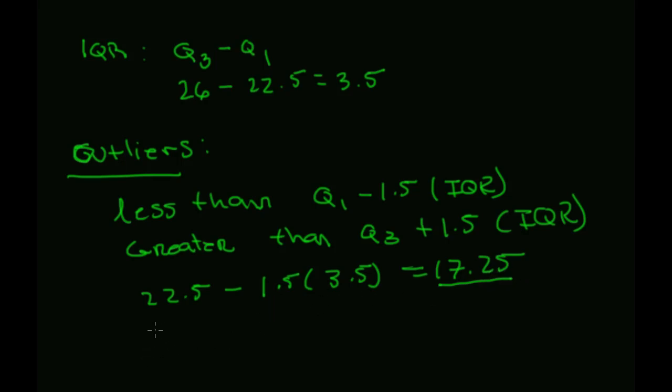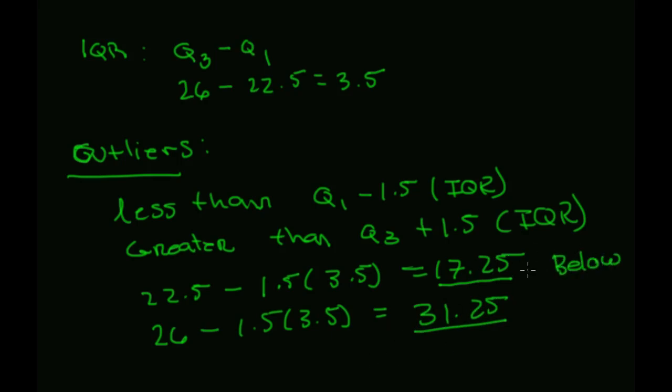And then we take Q3, which was 26, plus 1.5 times 3.5. And if you work the math on that, you're going to get 31.25. So a value that is below 17.25 or above 31.25 would be an outlier. Now, if you look at our data set, all the values, the lowest value in our data set is 19.